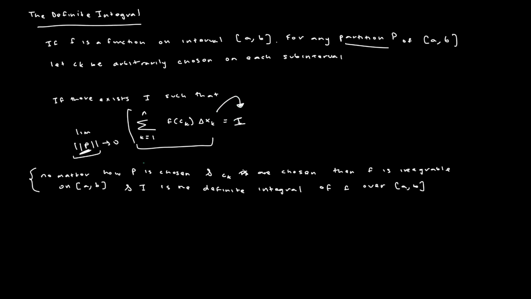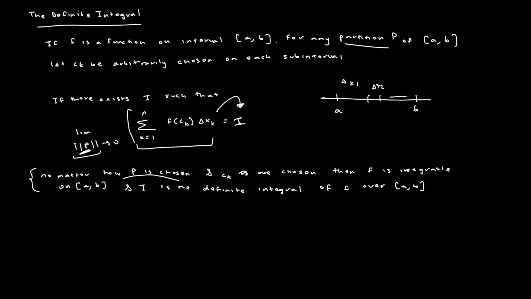And what we're saying with these last two sentences is no matter how p is chosen. Remember in the example where I divided that interval from a to b into irregular size partitions, there's one partition where delta x1 was much bigger than delta x2. So it doesn't matter how you choose these partition sizes, they can be randomly chosen.